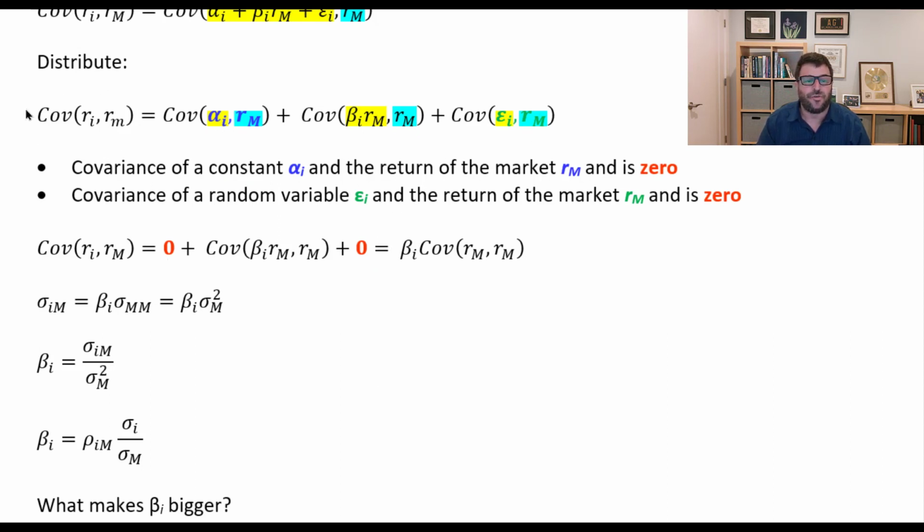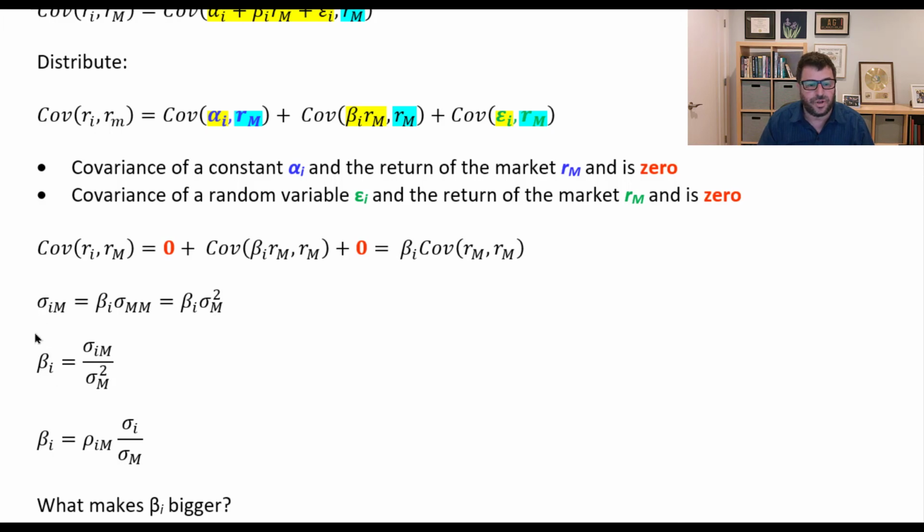And so I get that the covariance of the stock relative to the market is just equal to this beta term times the return of the market and its covariance with the return of the market. And I can write it this way. I can pull the beta out. This gives me the covariance of the market with itself, which I can then rewrite as the variance. And so the covariance is equal to the beta times the variance.